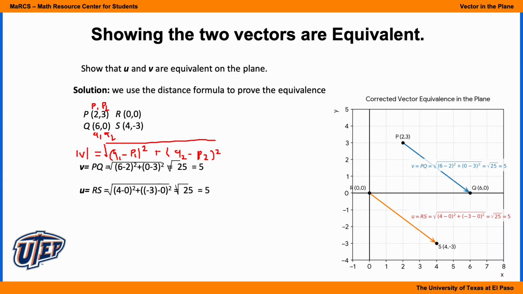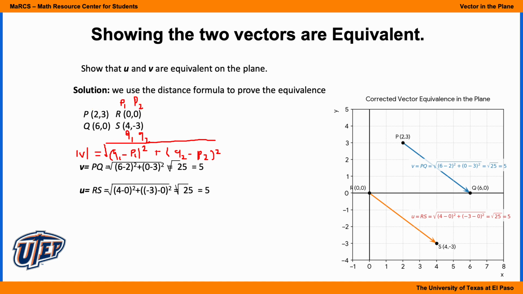And then we have the formula, so we just plug in Q1, which was 6, and P1, which was 2, so (6 minus 2) squared, plus our Q2, which was 0, minus our P2, which is 3, so (0 minus 3) squared. So we'll have 4 squared plus negative 3 squared. Now 4 squared is 16, and negative 3 squared is positive 9, so 16 plus 9 is equal to 25, so we'll take the square root of 25, and that'll give us 5.